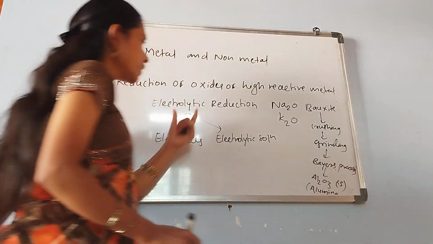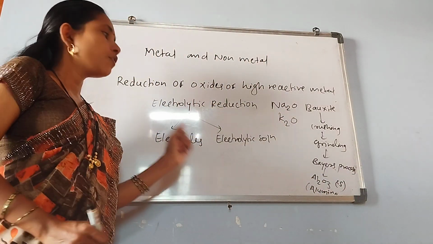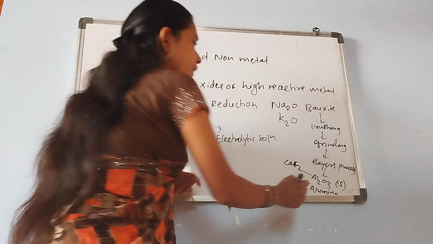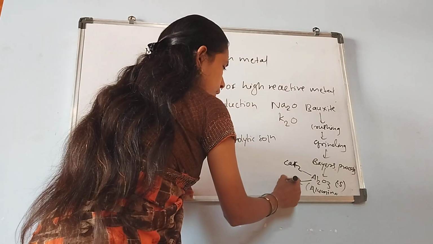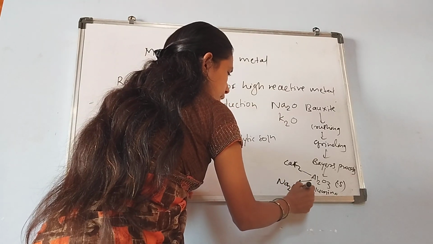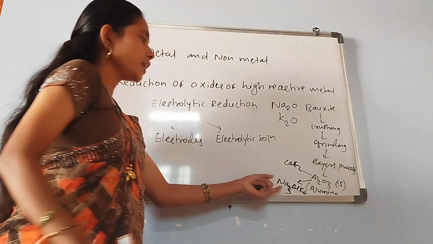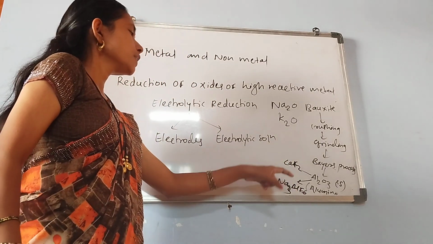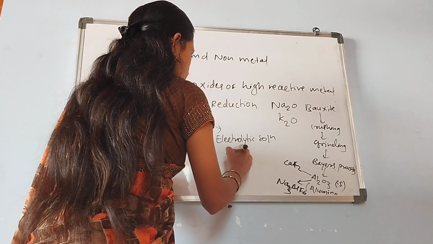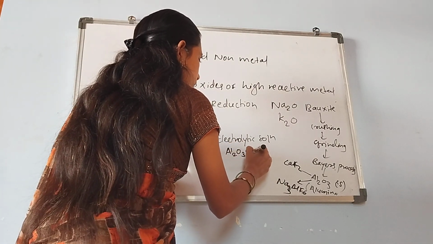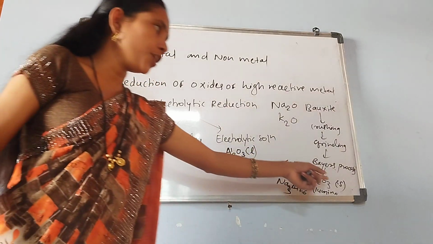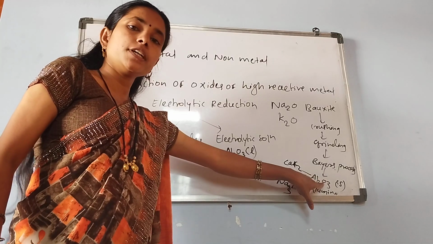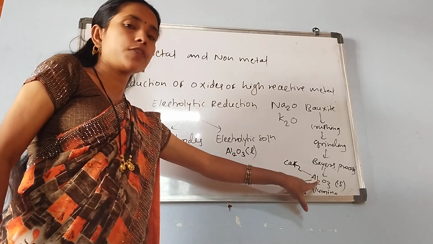But for this electrolytic reduction purpose, we want it in the molten state. For that purpose, we are adding CaF2, that is fluorspar, and cryolite, Na3AlF6. This is called cryolite, and CaF2 is fluorspar, that we are adding to the Al2O3. Why are we adding them to the Al2O3? Because this is in solid form and we are converting it into liquid form. Al2O3 has a high melting point and is a poor conductor of electricity.